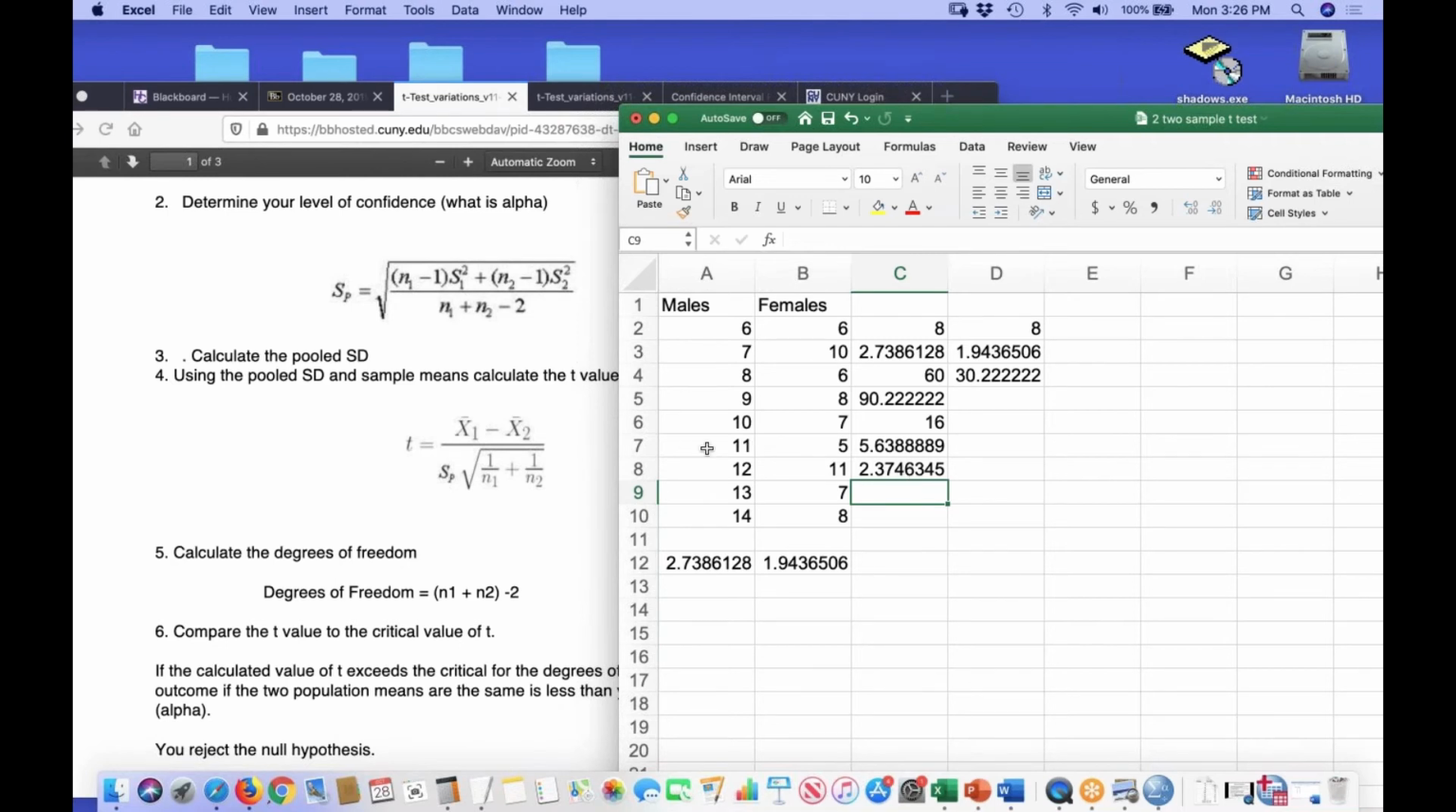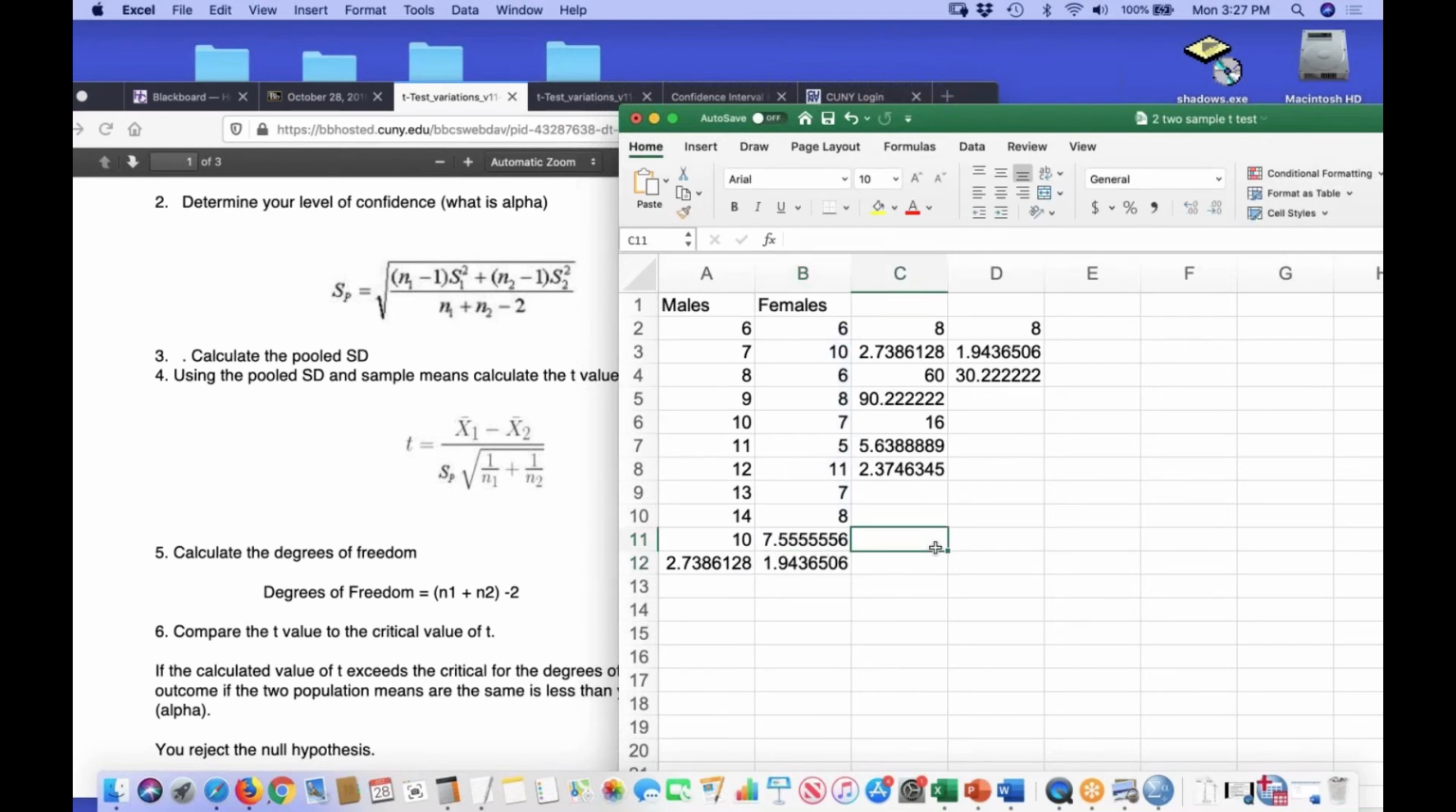Okay, so now I'm going to calculate my t-value. I have my means down here. No, let me get my means. Okay, average for males, average for females. I may have this set to hold numbers here.